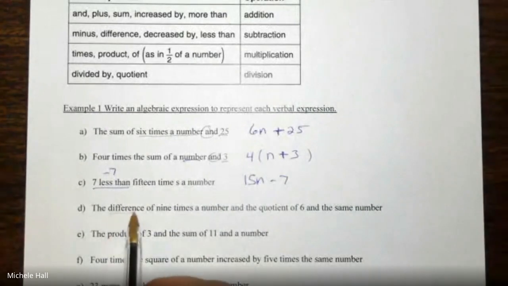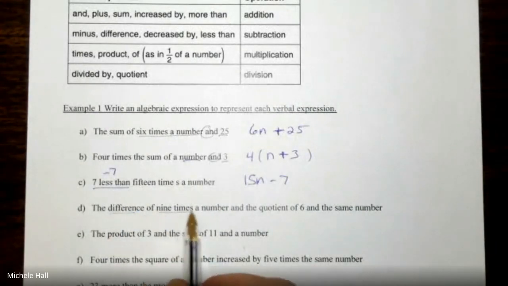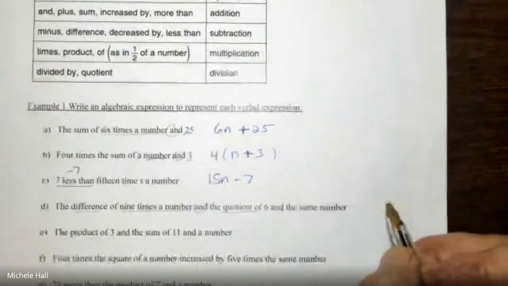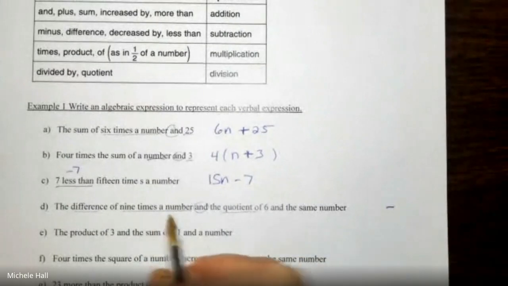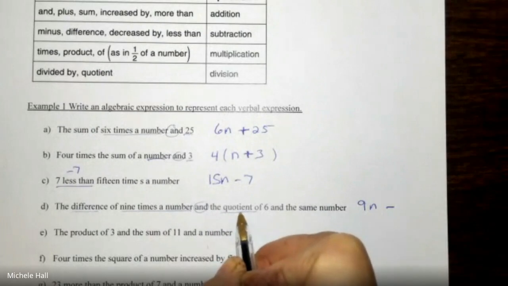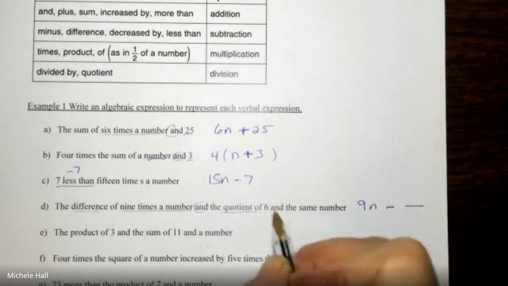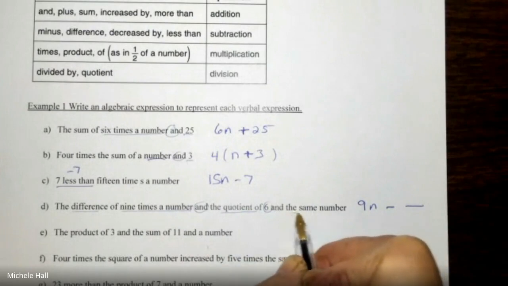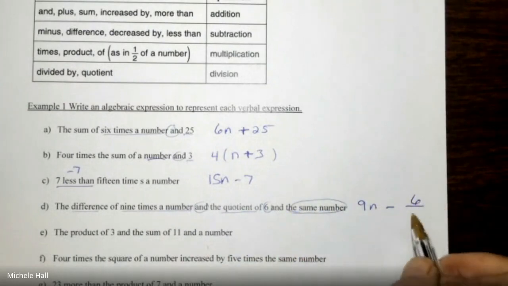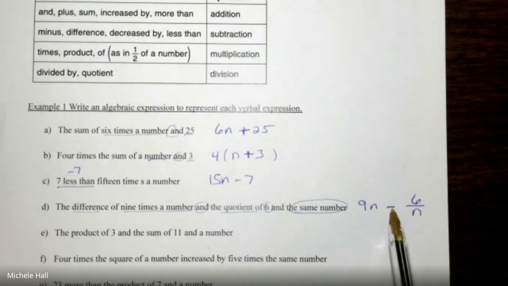The difference of 9 times a number and the quotient. So we have the difference. The difference of what? 9 times a number and the quotient, which means to divide. The quotient of what? 6 and the same number. We have the difference of 9 times a number and the quotient of 6 and that same number.